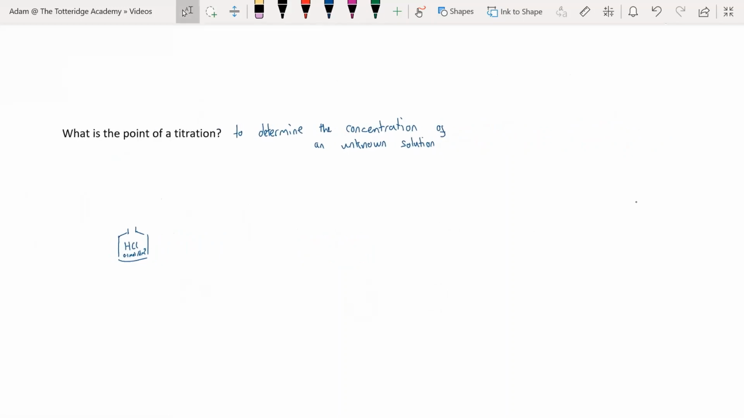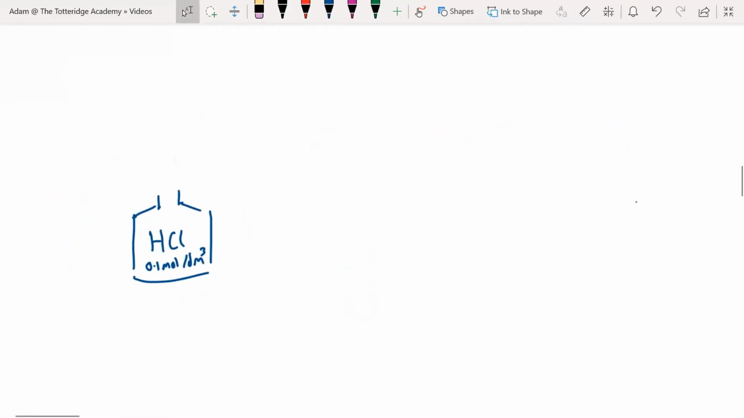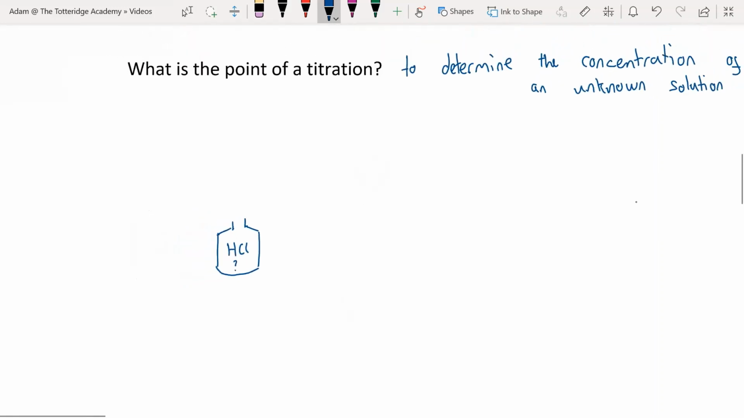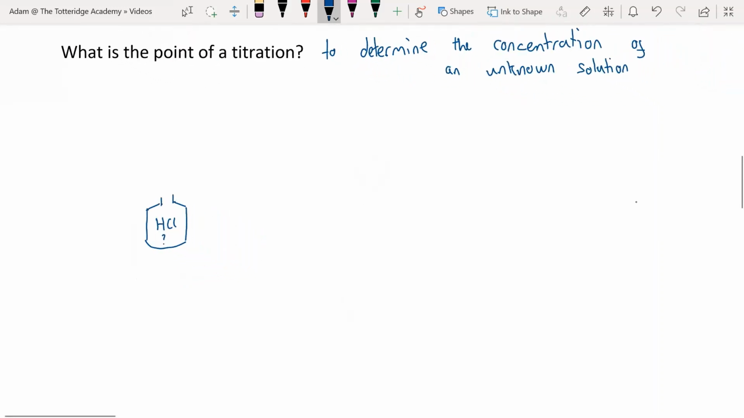Now, let's say he came to me and said, sir, I'm really sorry. I've got you your hydrochloric acid, but I do not know the concentration. It is a mystery. We used to know it, but someone's rubbed it off. Someone's moved the sticker. It's vanished. Oh no, I don't know what the concentration is. Okay, so what I need to do is work out the concentration. How do I do that?